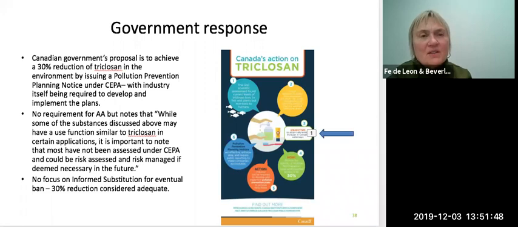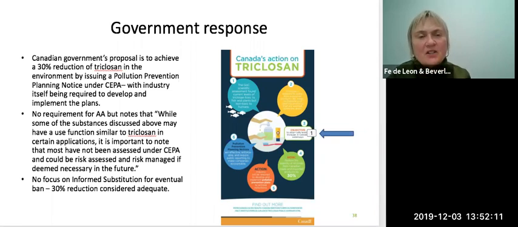The government response is that they decided to achieve a 30% reduction of triclosan in the environment. And they did this by issuing a pollution prevention planning notice under SEPA, with industry itself required to develop and implement the plans. Again, there was no transparent requirement for alternatives assessment.